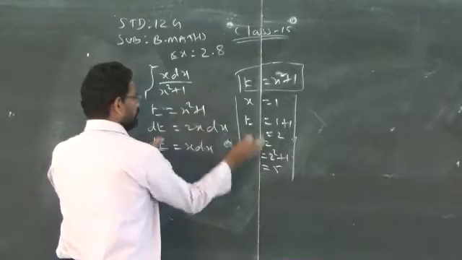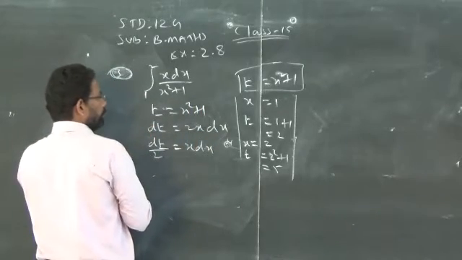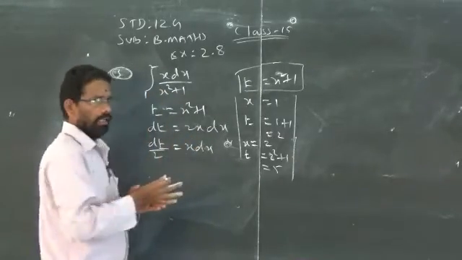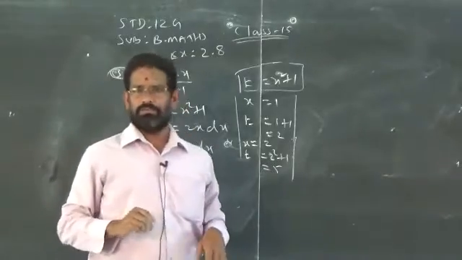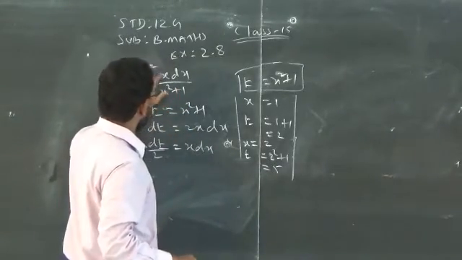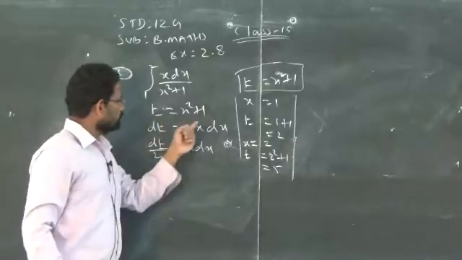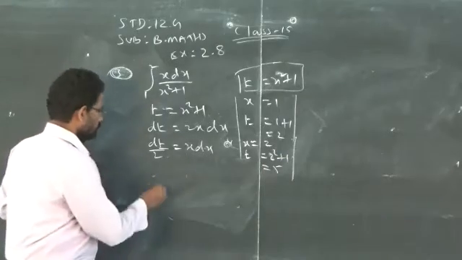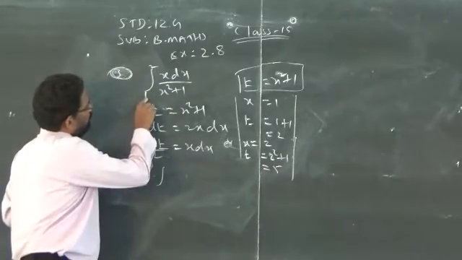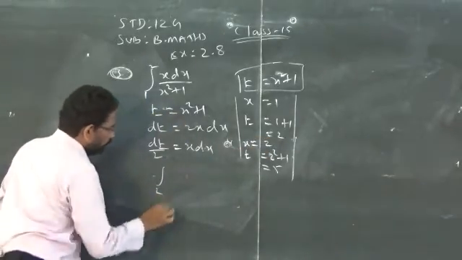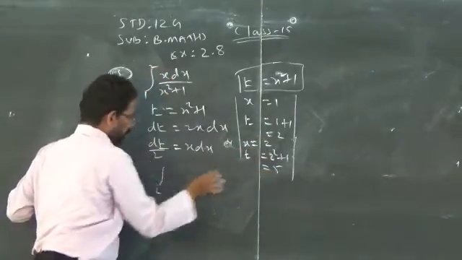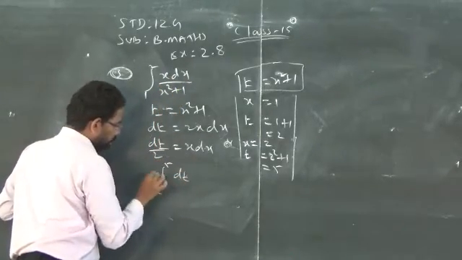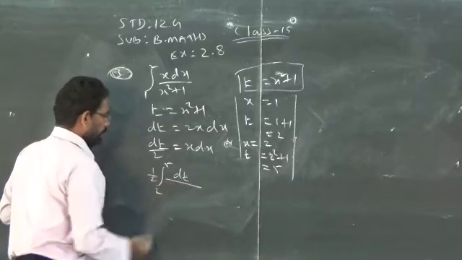Now I converted everything in terms of t. If you keep the limit as it is after replacing x in terms of t, then you will get a wrong answer. That is not allowed, because the limit is given only for x variable, not for t variable. Here I converted the x variable into t variable, so therefore you should change the limit also in terms of t. So now, in the integration, when x is equal to 1, the value for t is 2. When x is equal to 2, the value for t is 5. So 2 to 5, then x dx replaced by dt by 2, I take 1 by 2 outside.